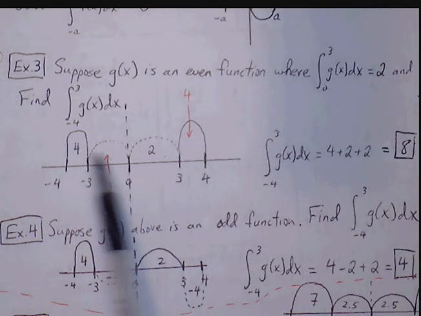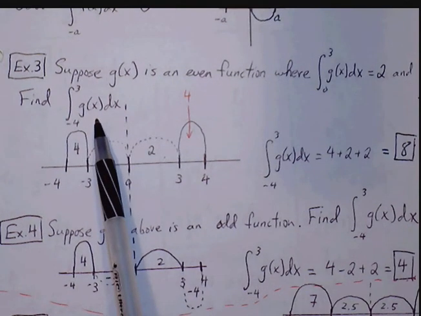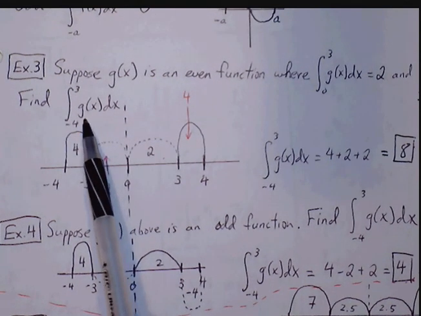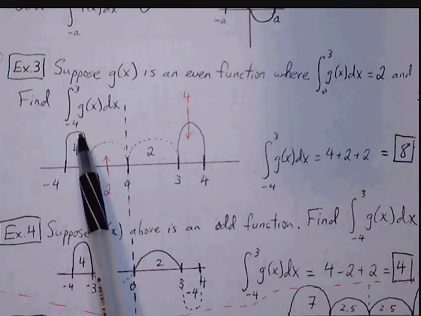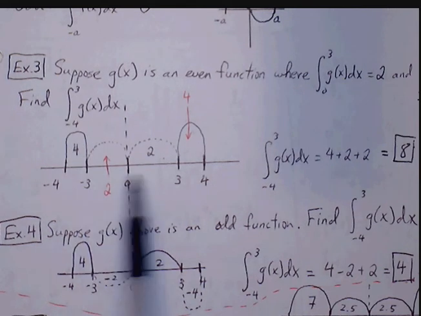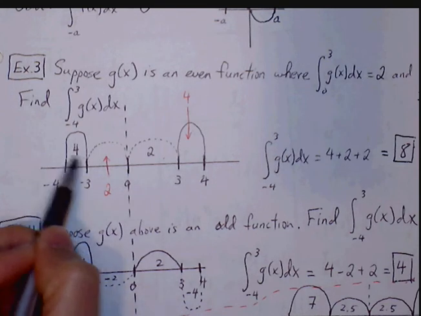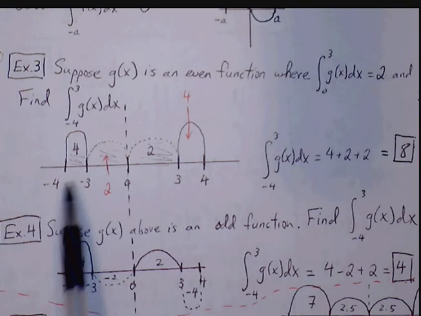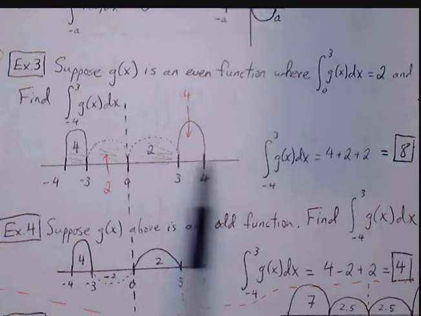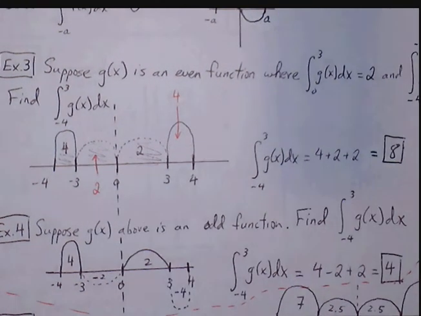I can use them to solve the problem in question here. The definite integral from negative 4 to positive 3 will be this region here. Okay, so if we add all this up, 4 plus 2 plus 2 will simply give us 8.